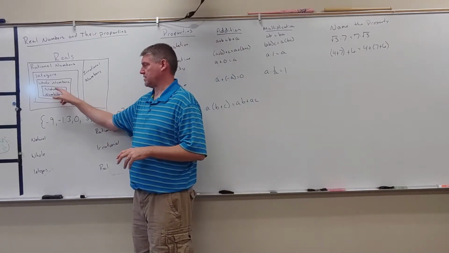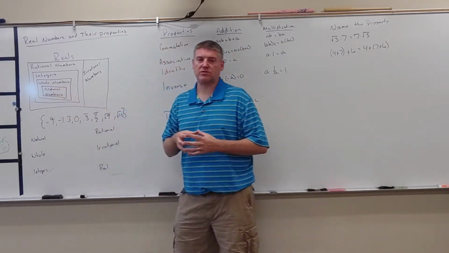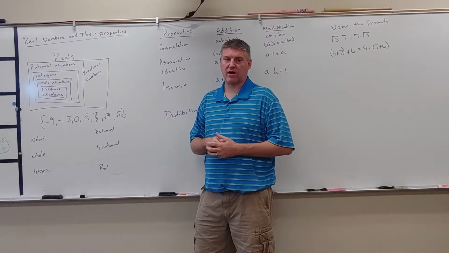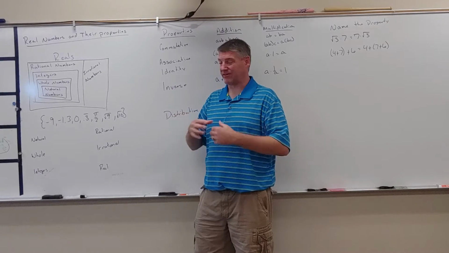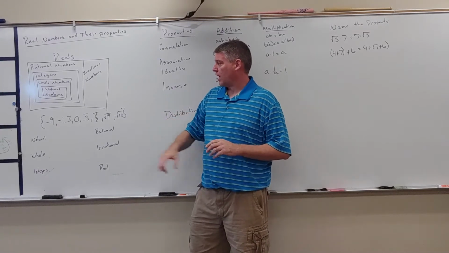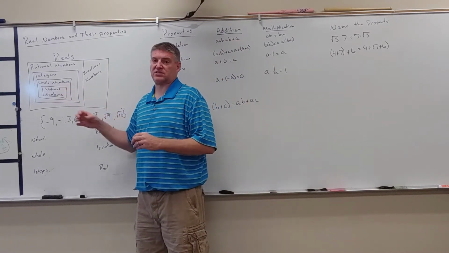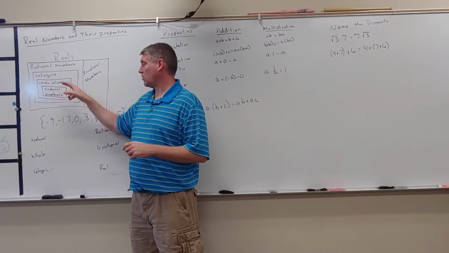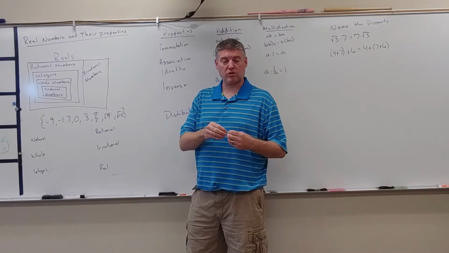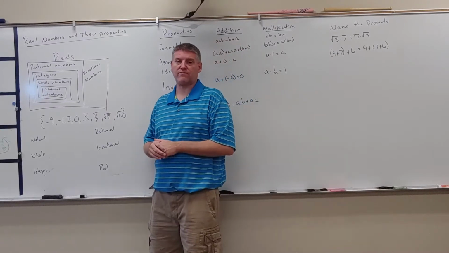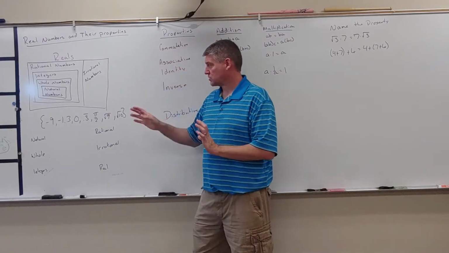So the first one is the natural numbers. The natural numbers are those numbers that you first learned how to count with: 1, 2, 3, 4, 5, 6, 7, so on and so forth. Now the natural numbers is a subset of the whole numbers. Now the whole numbers adds in 0. So now the whole numbers is 0, 1, 2, 3, 4, 5, 6, 7, so on and so forth.